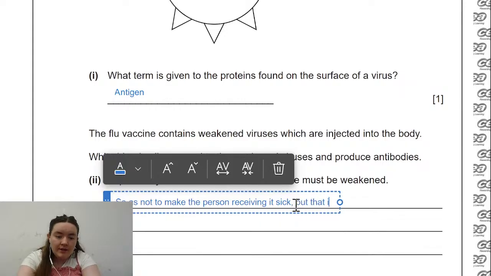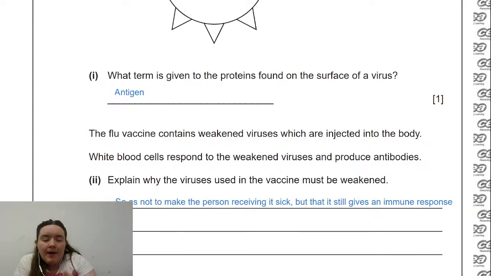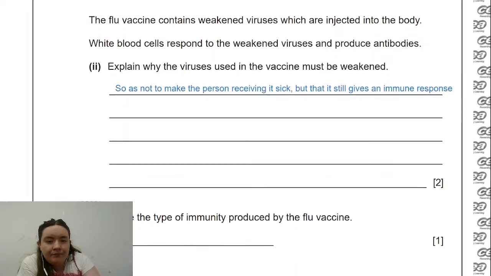What's that? It still gives an immune response. Okay. So my typing does not take up much space on the paper lines at all. But remember, most people's handwriting will be bigger. If I was writing that out by hand, it would probably take maybe 3 or 4 lines.